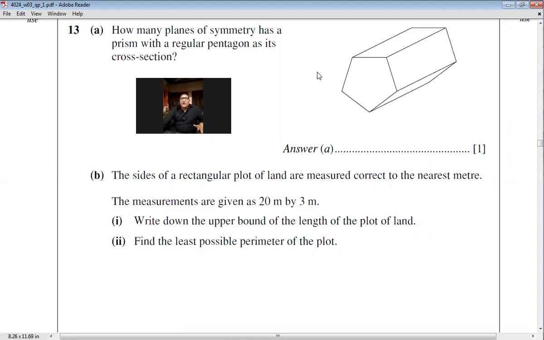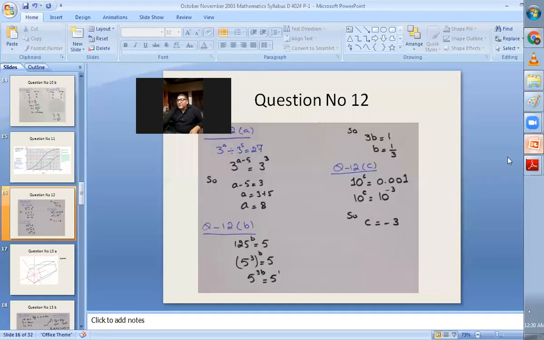I have to tell how many planes of symmetry there are. Planes of symmetry means that if I make a cut, the prism will be divided into two exactly same parts. So that's the plane of symmetry, a cut which will divide the solid into two same portions. So let me show you. I have done this on a paper.